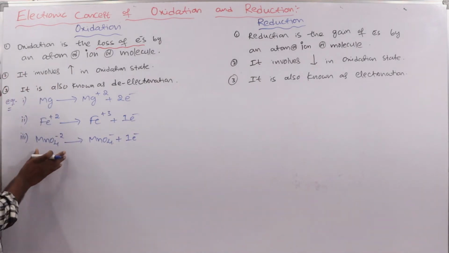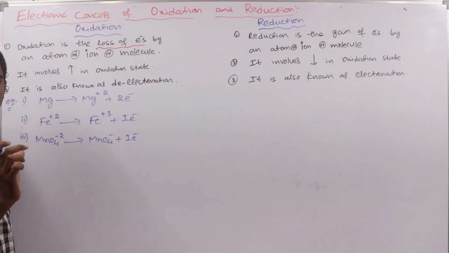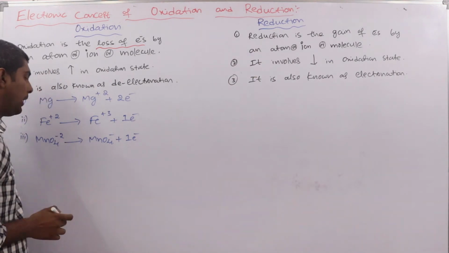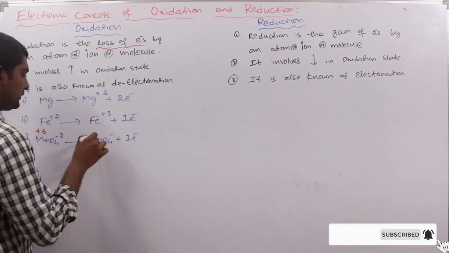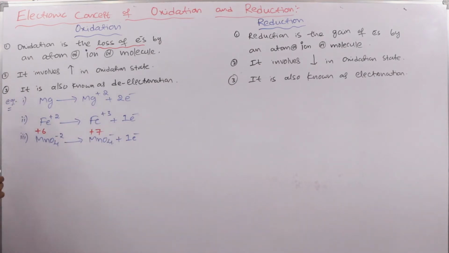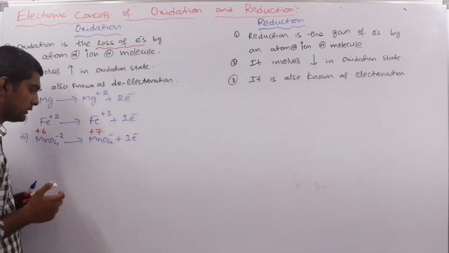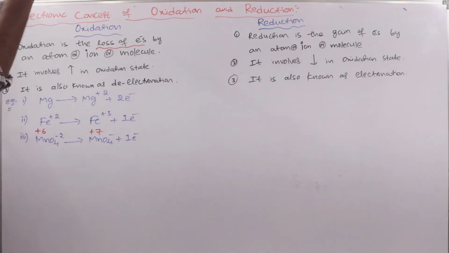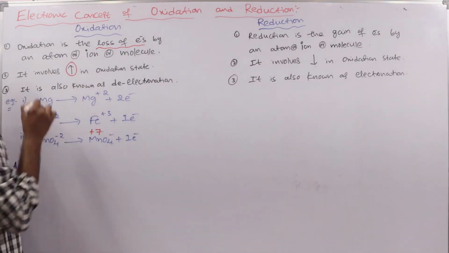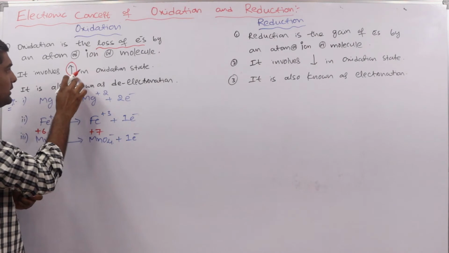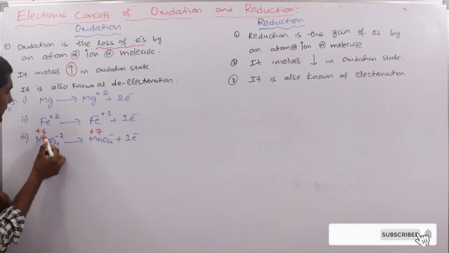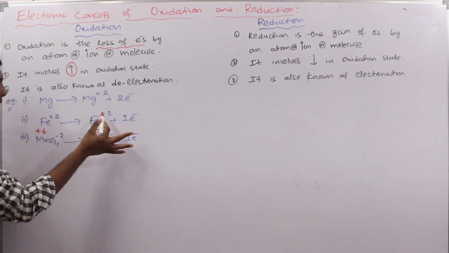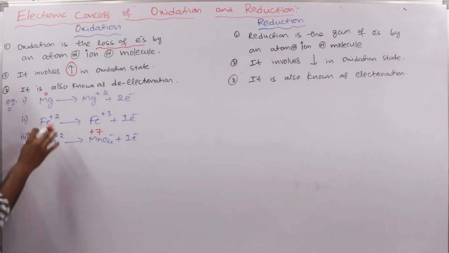Or here, MnO4 2- is manganate, and MnO4 - is permanganate. If you consider the oxidation state of manganese, in manganate it is +6, in permanganate it is +7. See here, oxidation involves increase in oxidation state. Manganese oxidation state increased from +6 to +7. Here +2 to +3. In the elemental form, 0 to +2.